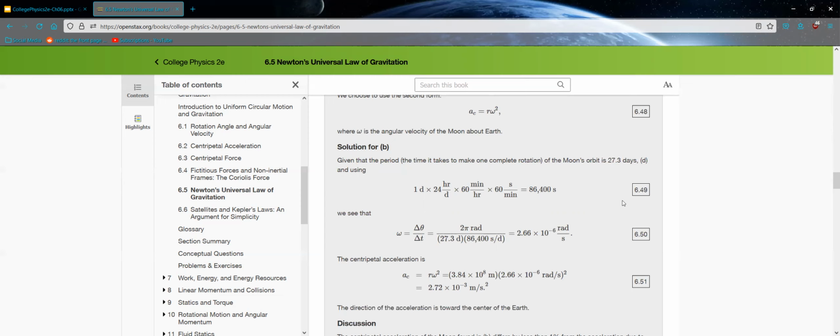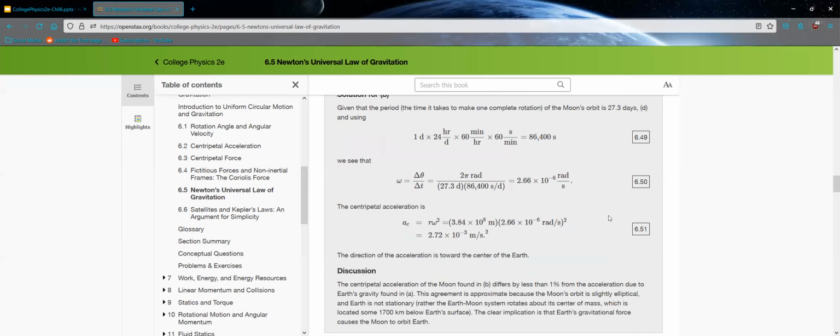But if we take 2 pi radians and divide it by the time we talked about before, we can land on an angular velocity, omega, for going around that circle. And what we find is that the angular velocity is 2.66 times 10 to the negative 6 radians per second. So throw that back into our acceleration, and we land on a centripetal acceleration of the moon going around in that circle of 2.72 times 10 to the negative 3rd meters per second squared.